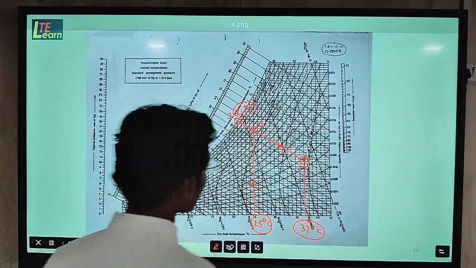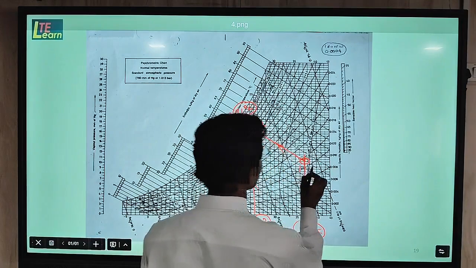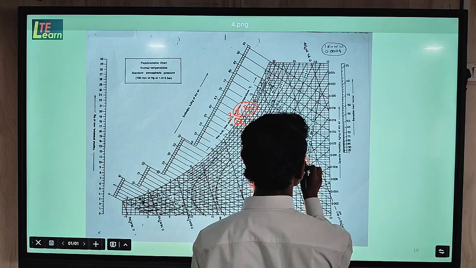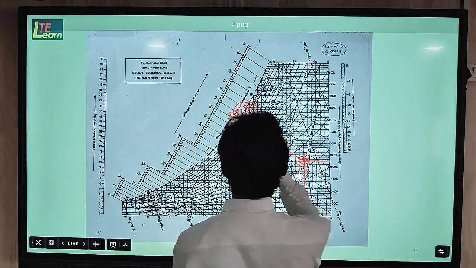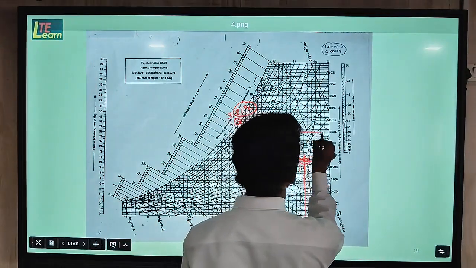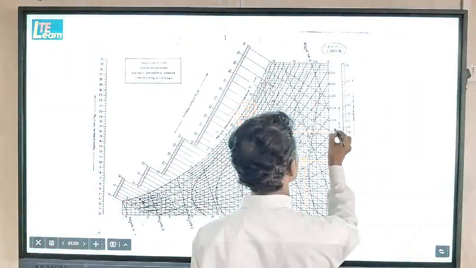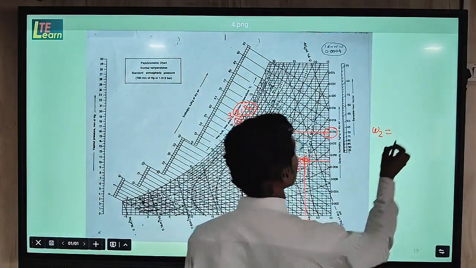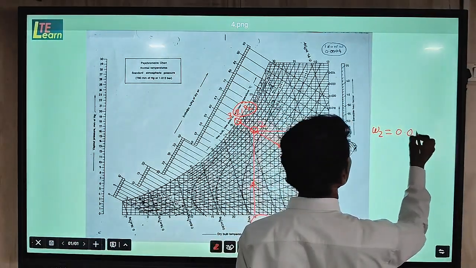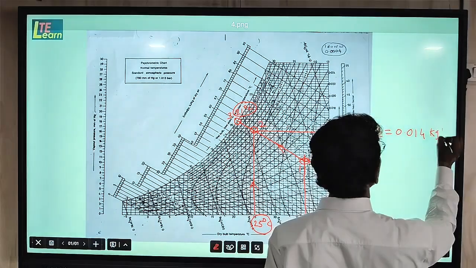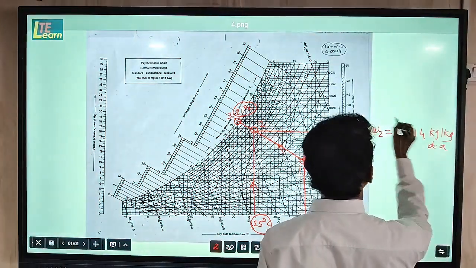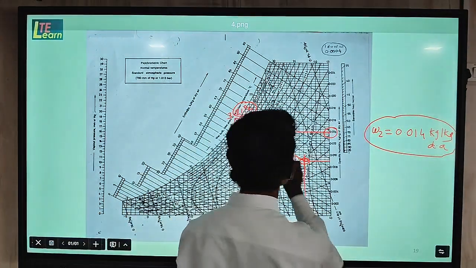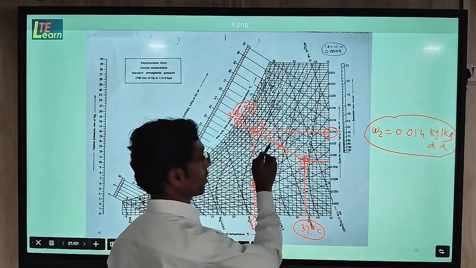So let us see now here point number 1 and 2. From point number 1, if you proceed in the right side direction, it will come here, and from point number 2 it will come here. If you see here the value of this point number 2, specific humidity, we find here value 0.014. Unit is kg per kg of dry air. So this is the humidity of point number 2 at the outlet of the desert cooler.